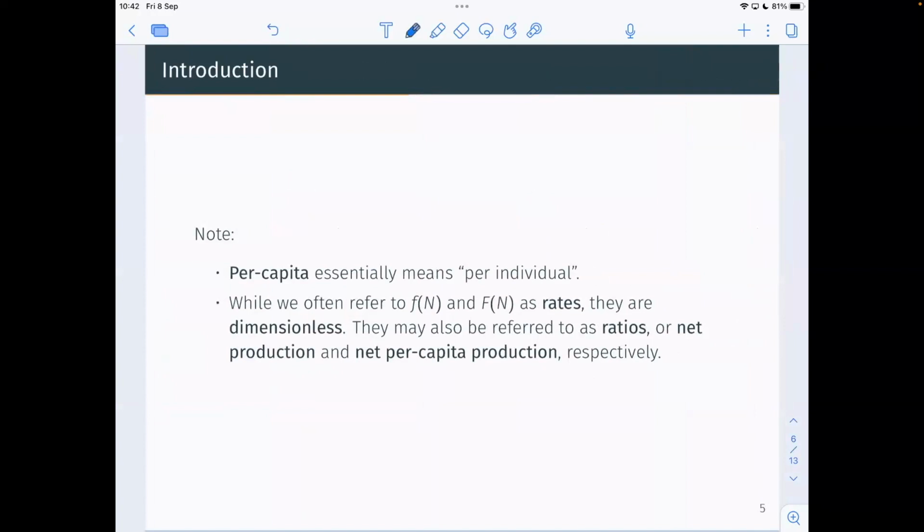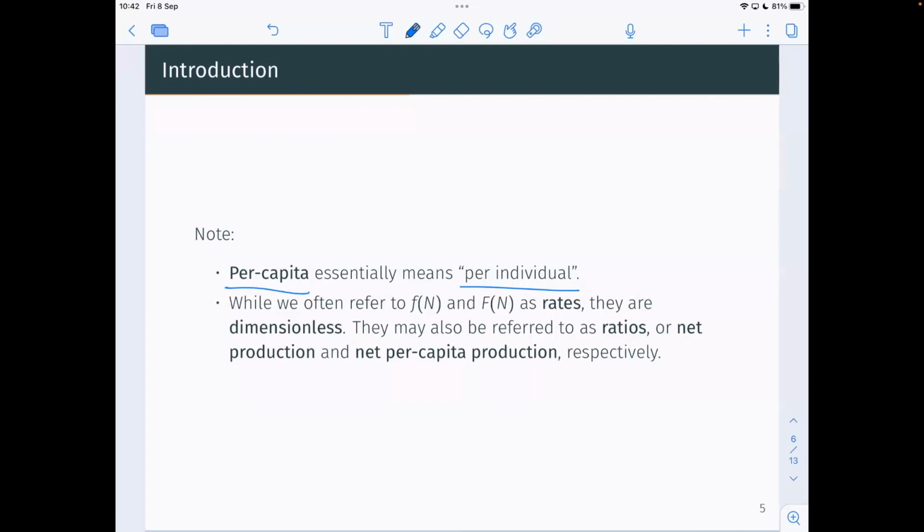So like I said, per capita essentially means per individual. And this capital F of n is essentially the net number of individuals produced. So bear in mind when I say produce, that means individuals that are surviving to the next time step. So they might produce 5 offspring, but 3 of them might die, and they might die as well, in which case you would be subtracting 4 from that 5. Okay, so it's all about what is surviving to the next time step.